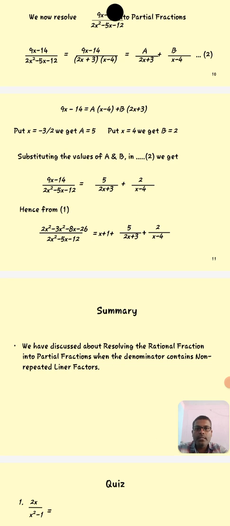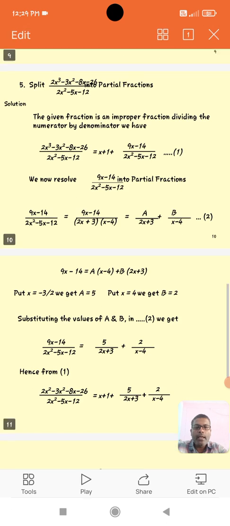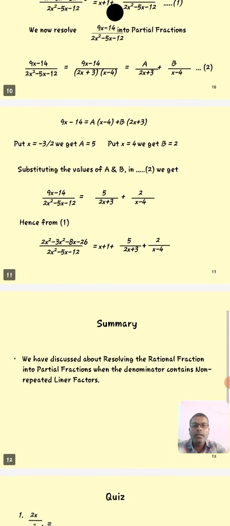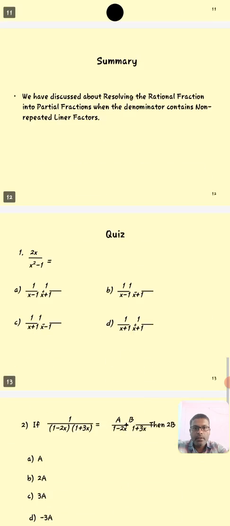Hence from equation number 1 we write (2x cube minus 3x square minus 8x minus 26) divided by (2x square minus 5x minus 12) equals x plus 1 plus 5 divided by (2x plus 3) plus 2 divided by (x minus 4). Are you clear? Whenever an improper fraction is given, we convert it to a proper fraction and then resolve it into partial fractions.